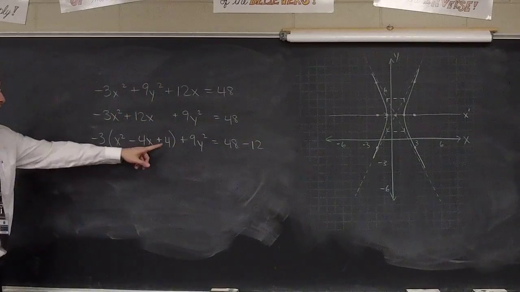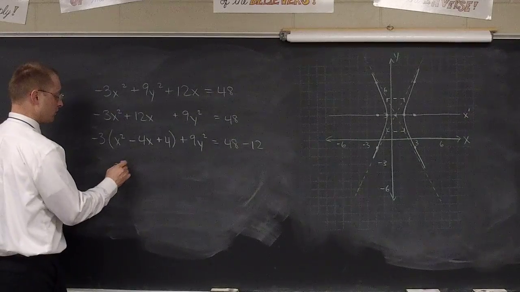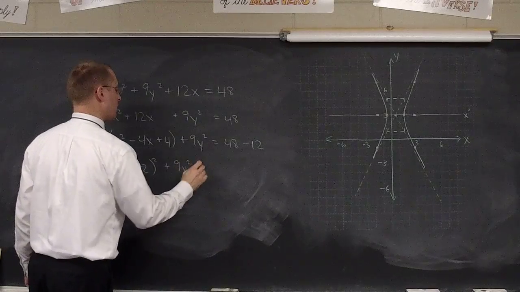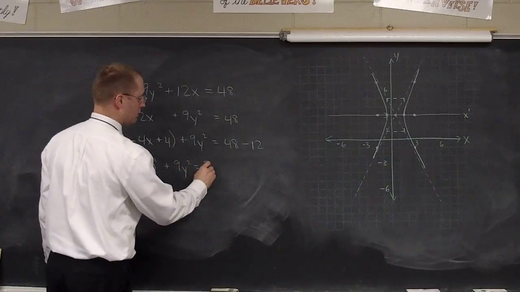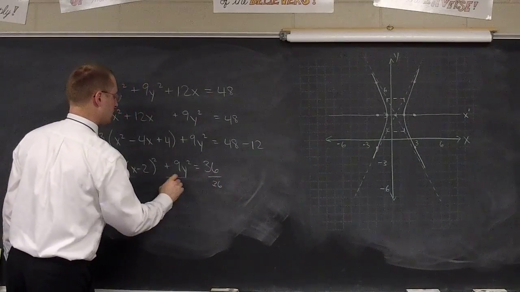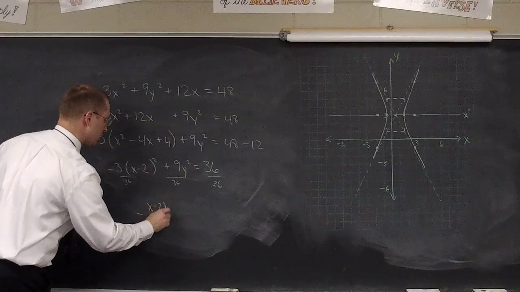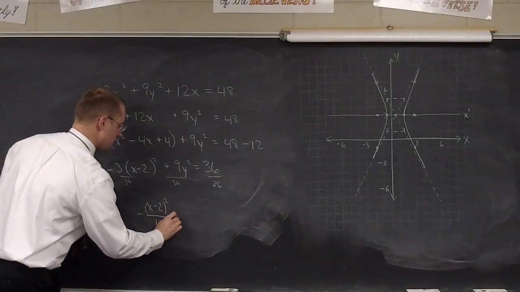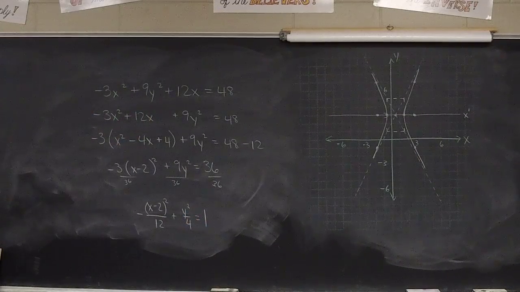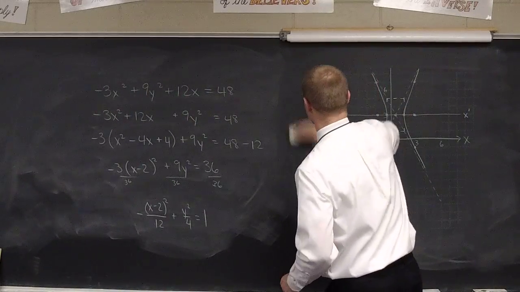Good, because it really is a negative 12 right here. It just looks like a 4. Then it'll be negative 3 times x minus 2 squared plus the 9y squared equals 36. Then divide everything by 36. And it'll be negative x minus 2 squared over 12 plus y squared over 4 equals 1. All right. Well, let's go ahead and get ready to analyze and graph this one.